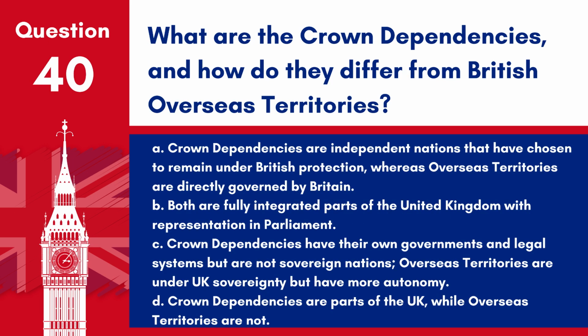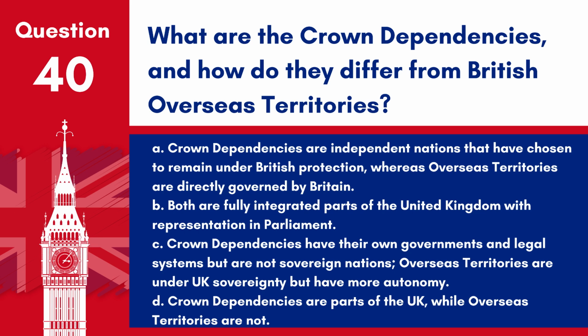Question 40. What are the Crown dependencies, and how do they differ from British overseas territories? A. Crown dependencies are independent nations that have chosen to remain under British protection, whereas overseas territories are directly governed by Britain. B. Both are fully integrated parts of the United Kingdom with representation in Parliament.